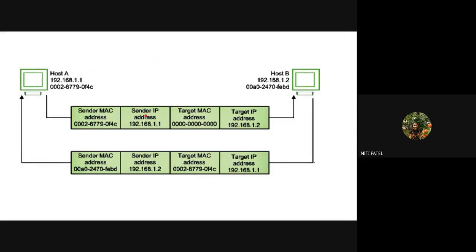This message that has been broadcast will go to computer C also, and it will go to computer B as well. What will C do? Will C accept? No, C will not accept. Why? Because it is not matching with its IP address.